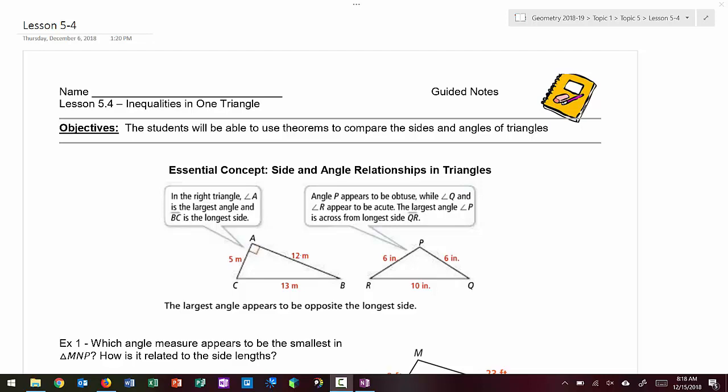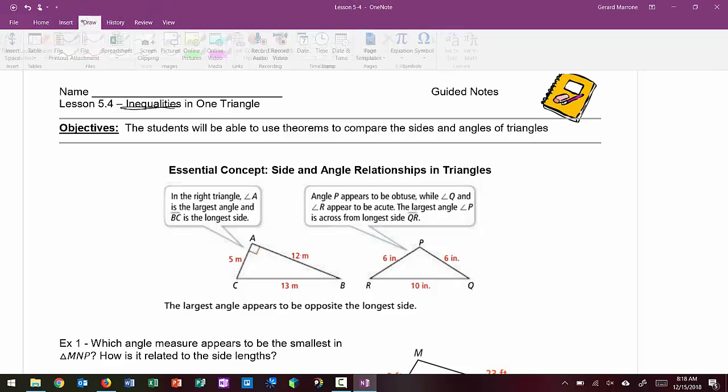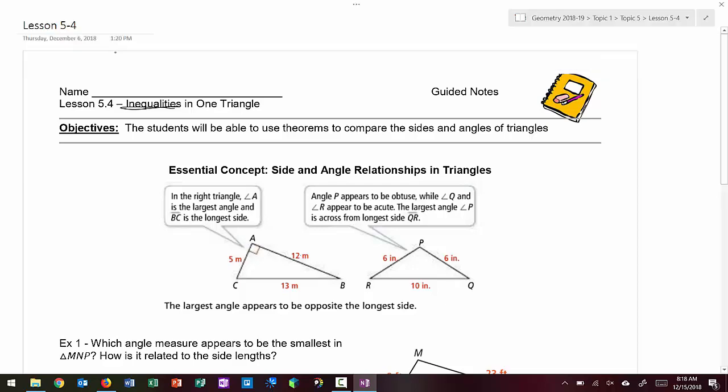So we are going to be taking a look at lesson 5.4 today, which is inequalities in a single triangle. And as you can tell by the name, inequalities, that means we're going to have a comparison where almost all of our answers are going to have more than one answer. We're going to have x is greater than a whole combination, an infinite number of answers and things like that.